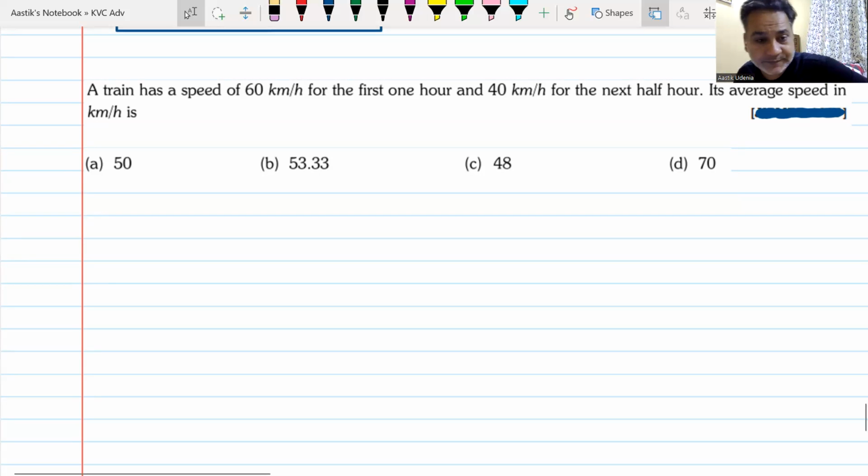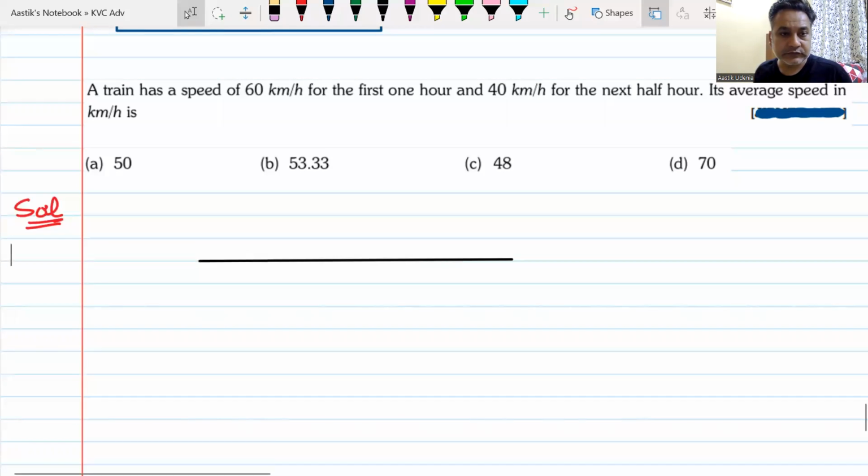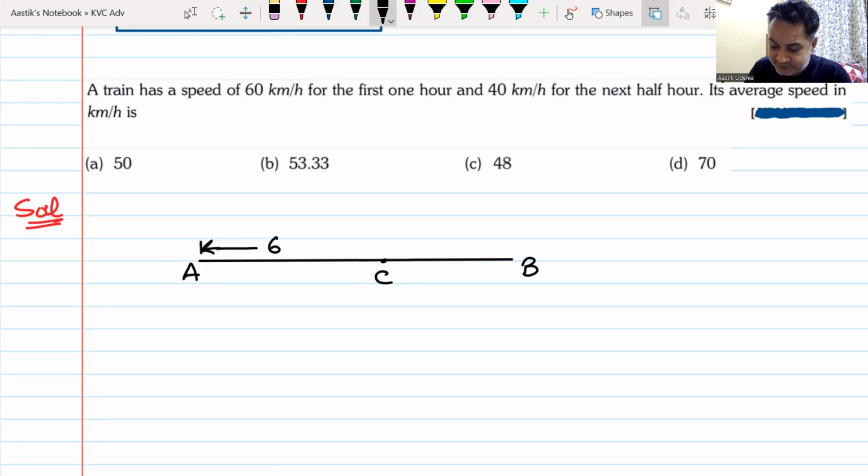It's always good to draw a simple diagram. So let us assume that the body is going to move from A to B. Then there is one point C here. From A to C, it moves with 60 km per hour. From C to B, it moves with 40 km per hour.